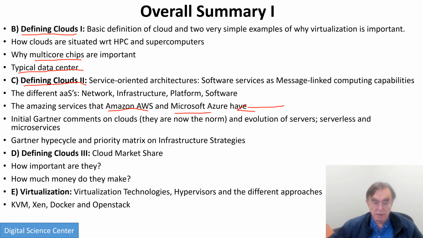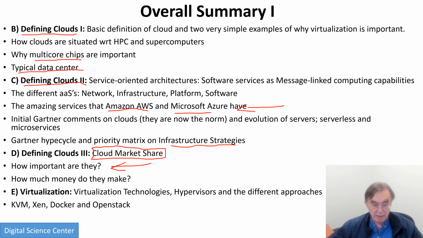Then we look at some of the priority matrices on infrastructure strategies. Then we look at cloud market share and how much money is being made. I mean, clouds are a win-win. The people providing clouds make money, and the people using clouds make money because they're a cheaper way of doing computing. And this tells you how important they are, why CEOs think they're important, and why Amazon is helping its other businesses through AWS.